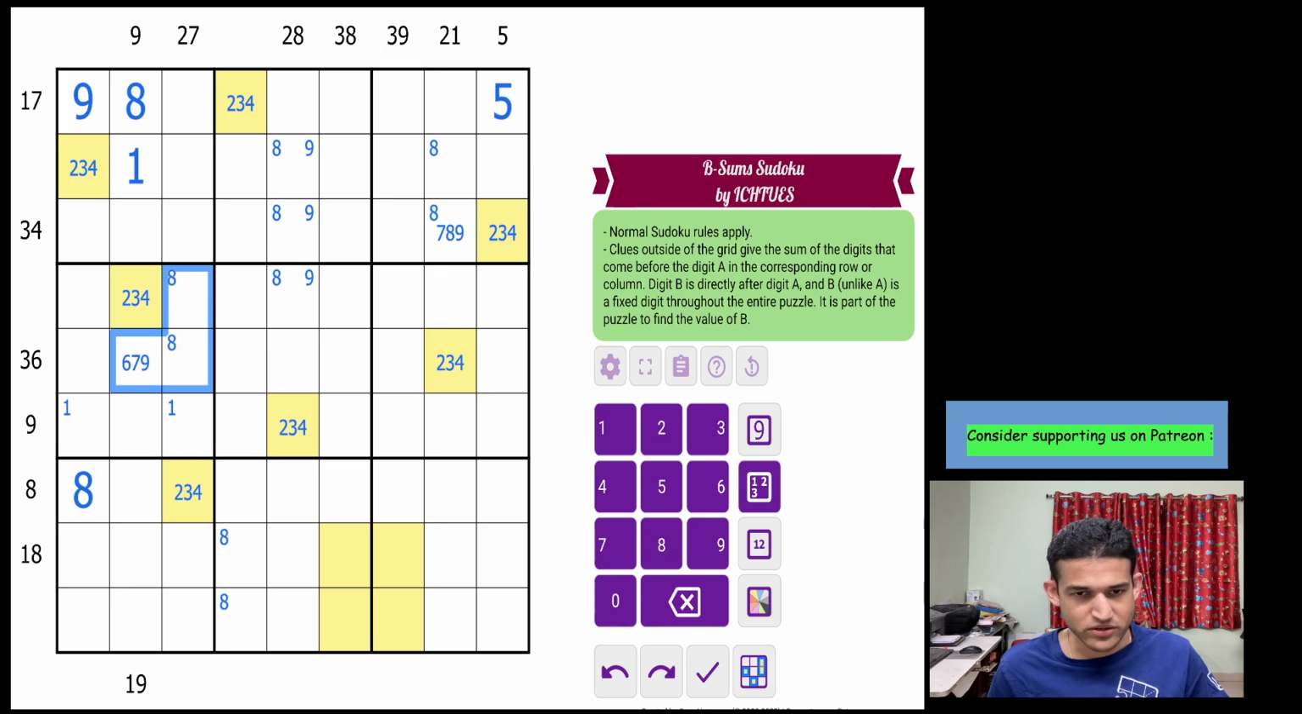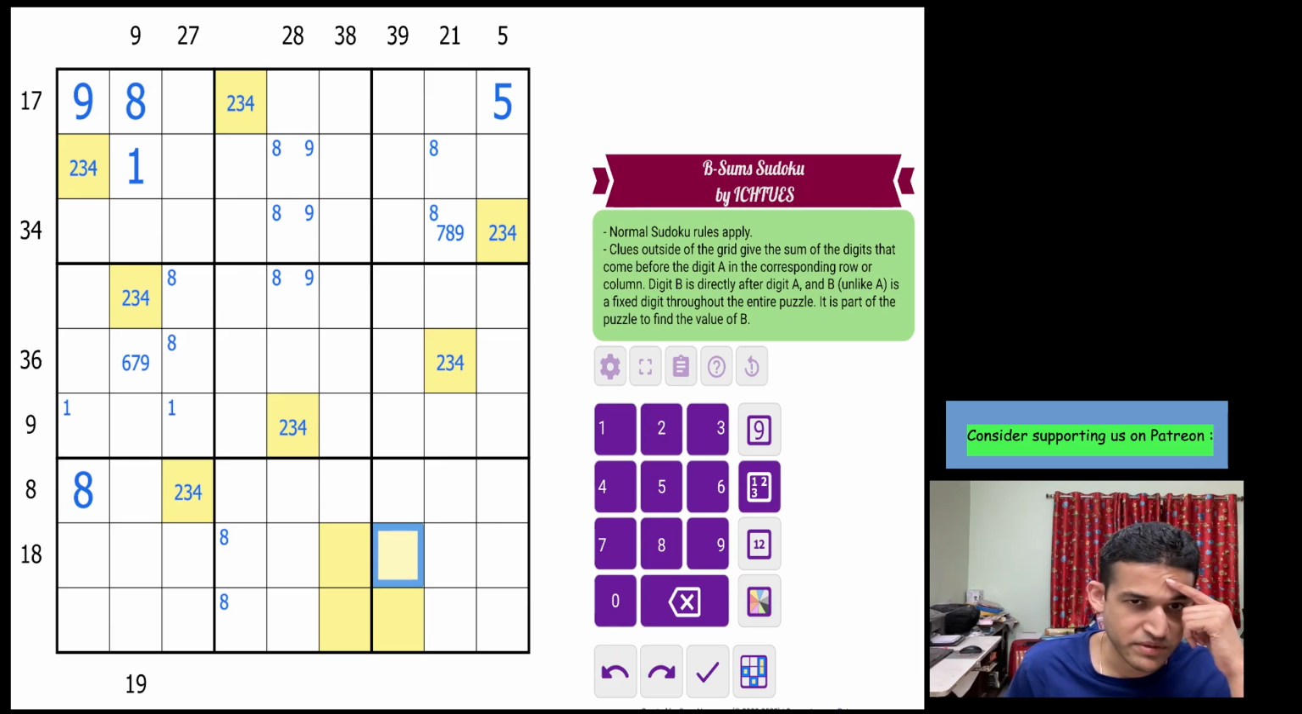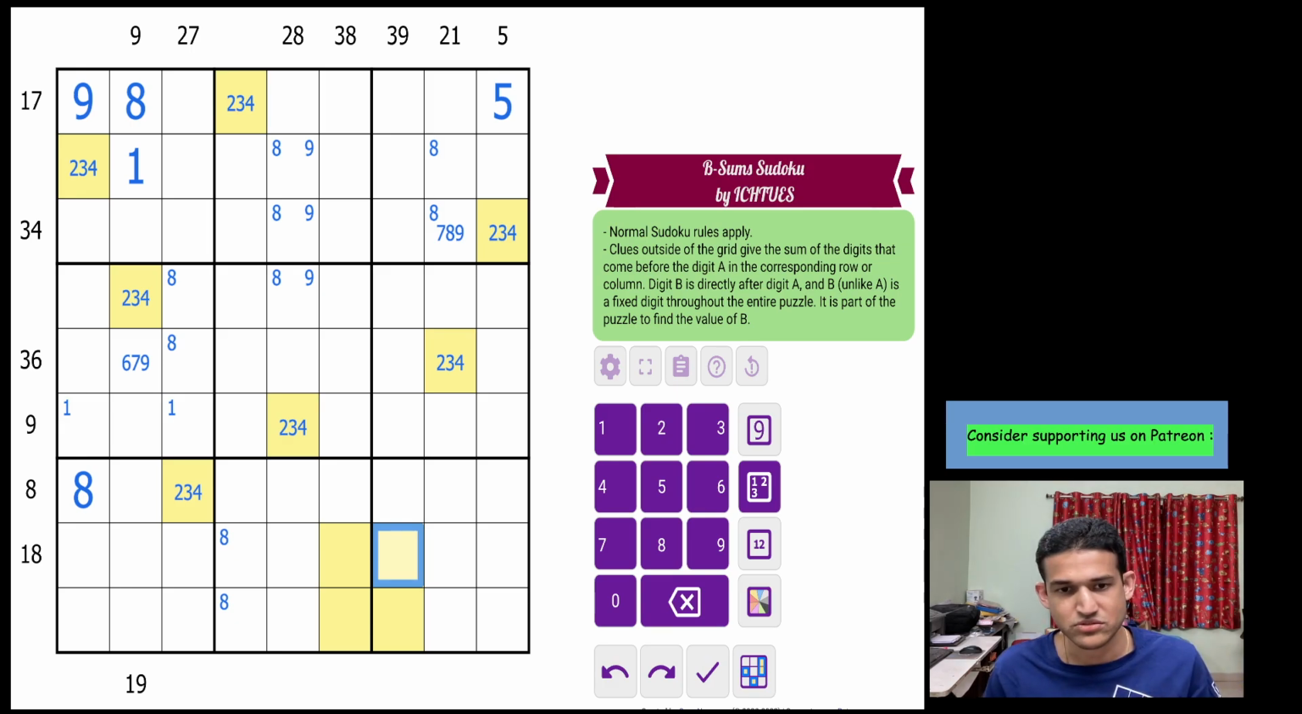So I'm going to go back to row 8 again. Can this be a B? If this is a B, then A goes here and this will automatically be 1, 2 and 3. Okay. I don't think this can be a B. Let me think again. Okay, so this will be 1, 2, and 3. So this is 2, 3. Okay. So A goes here.